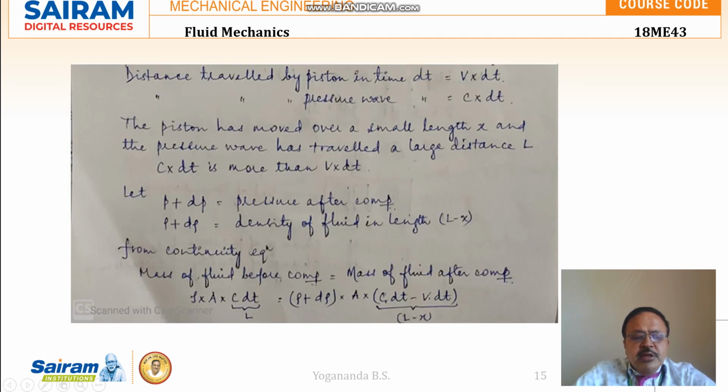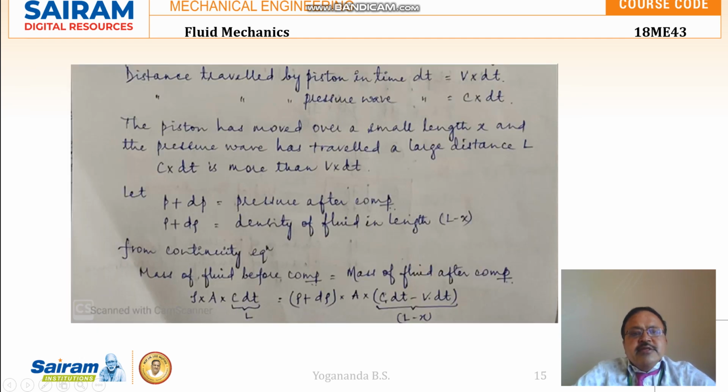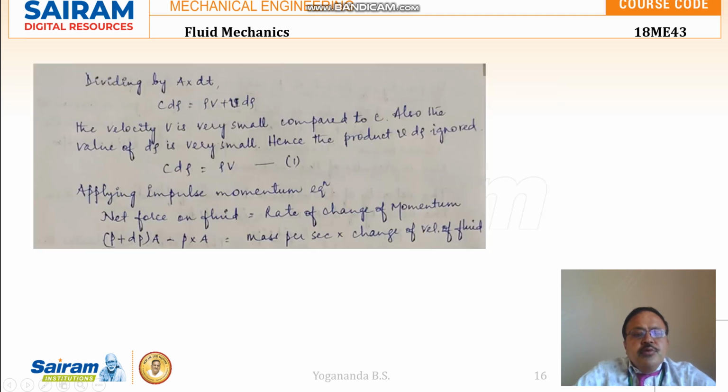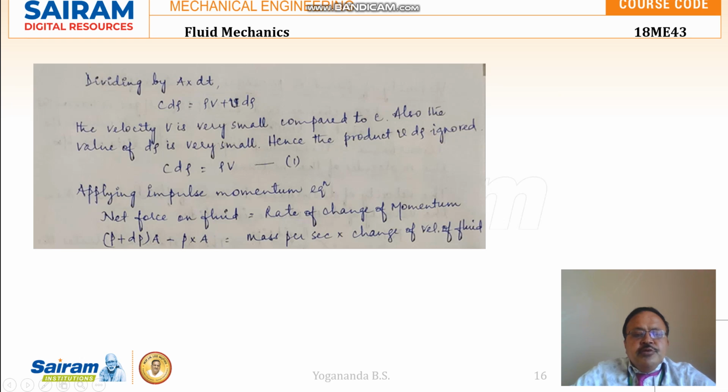Mass of the fluid after compression: density is now increased to rho plus del rho, into A into the length. What is the length now? It is c dt minus v dt, because after the piston has moved over a distance x, the distance left is c dt minus v dt, that is L minus x. Dividing by A dt on both sides, we have c into rho is equal to rho into (c minus v) plus (c minus v) into d rho. So the velocity v is very small compared to c here.